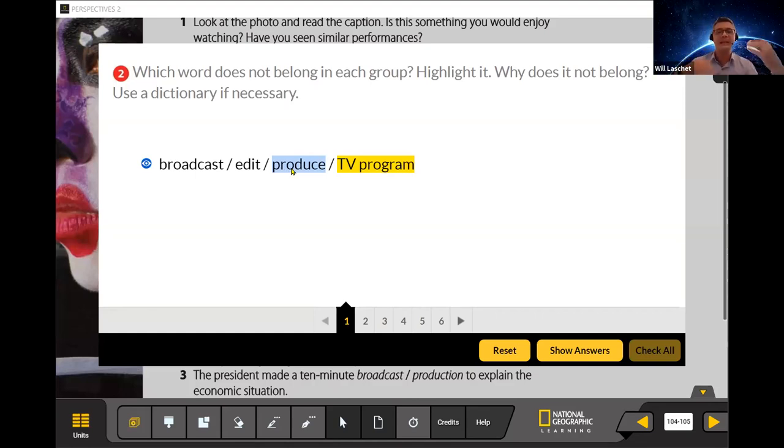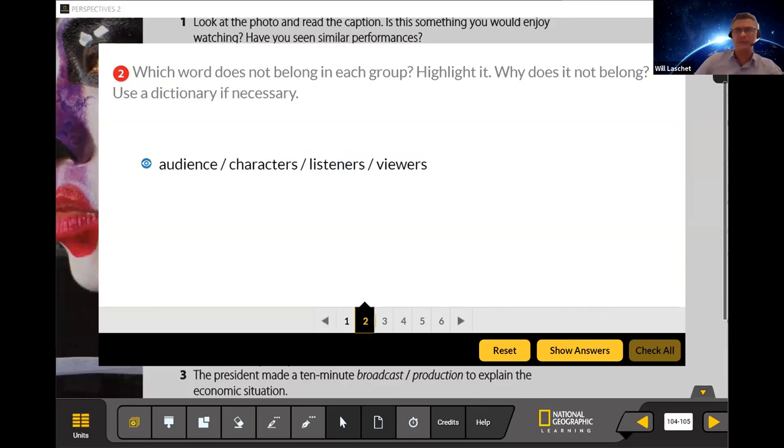So we can get our students using a dictionary to try and think at a slightly more sophisticated level. And we can give them points. So we can make this a team game, and we can really encourage creative thinking to see what kind of answers they come up with. Let's have a go at a couple more.